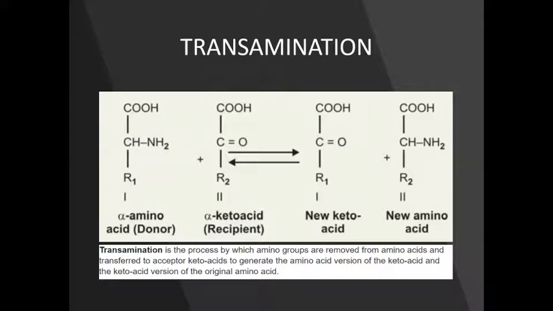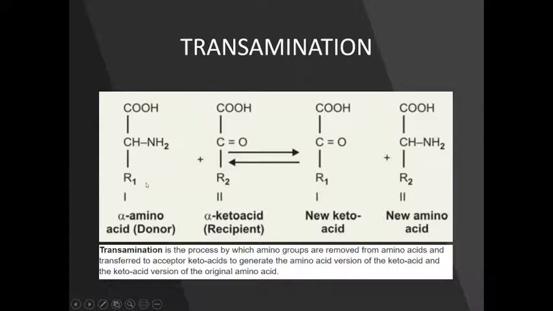So what do you mean by transamination? Transamination is a process by which amino groups are removed from amino acids and transferred to acceptor keto acids to generate the amino acid version of the keto acid and the keto acid version of the original amino acid. For clear understanding, here I gave an example.